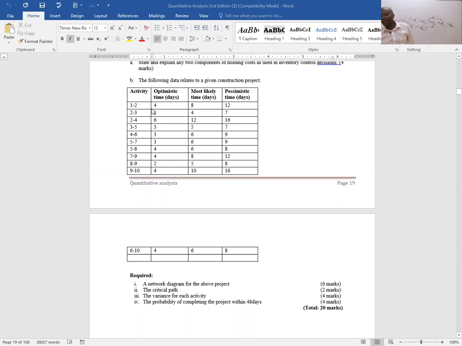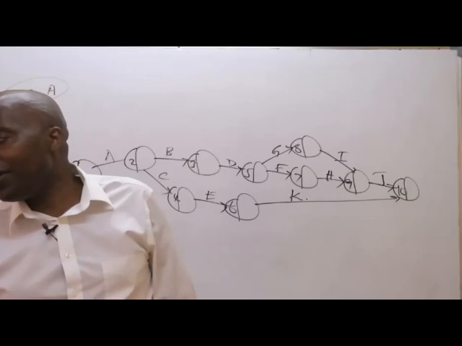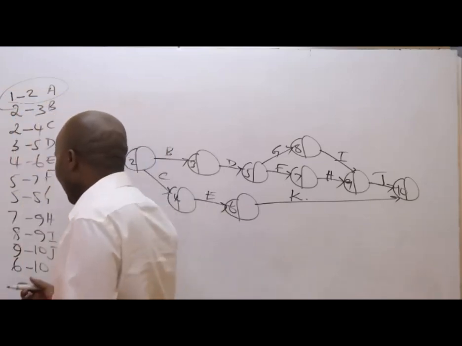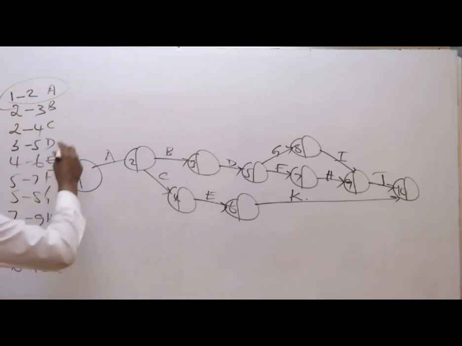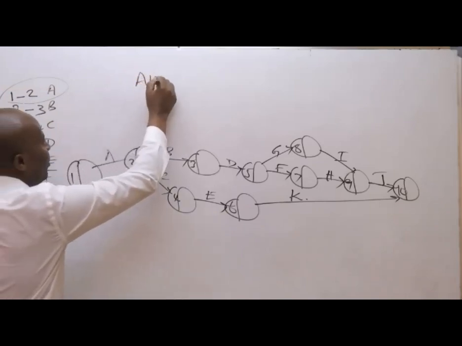So, ladies and gentlemen, remember that anytime you are given those 3 time estimates, what you're supposed to do is give us an average time. So how do you get this average? Remember, to get the average time between the 3.